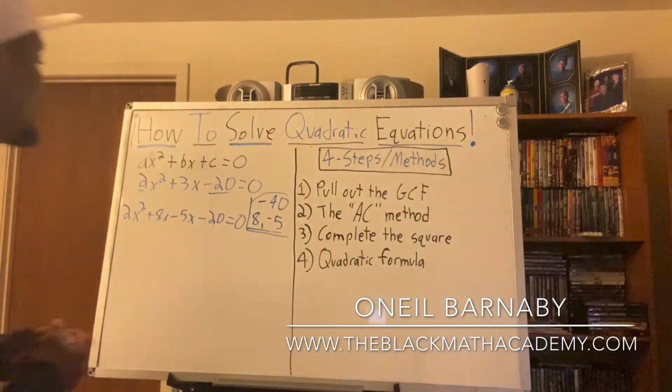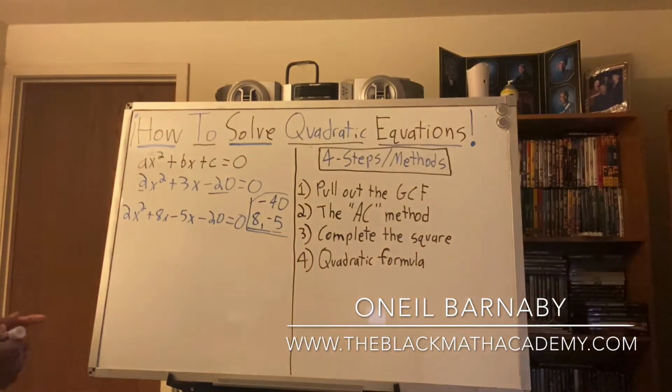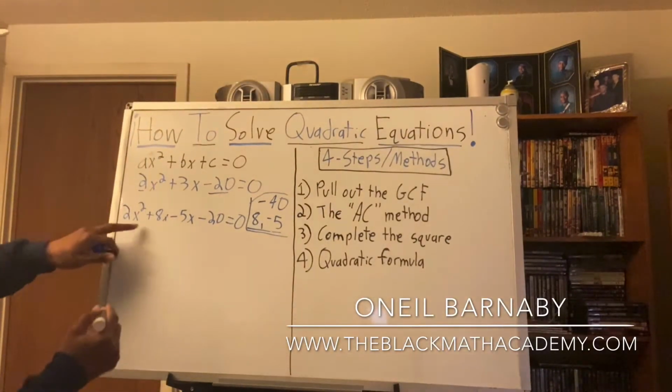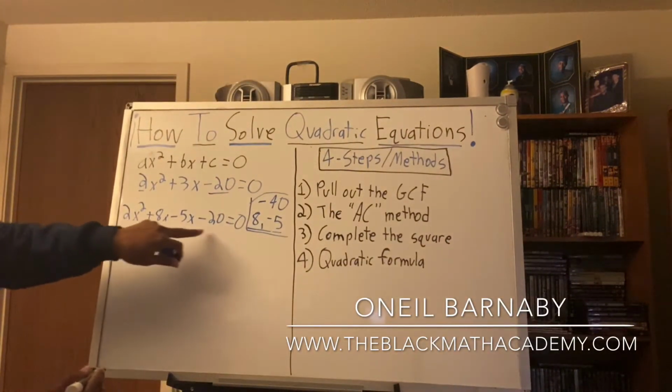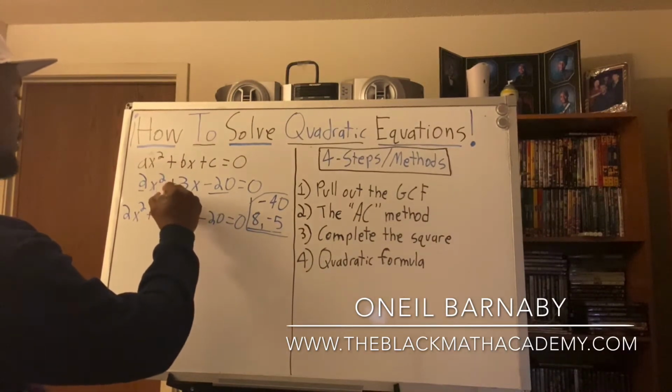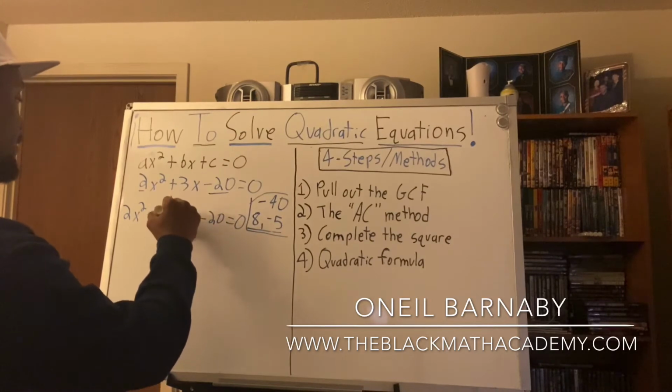All right? Now, at this step, what you want to do is separate the equation in half. Right down the middle, so 2x squared plus 8x, and then the negative 5x minus 20. You're going to split it down the middle. Right there.